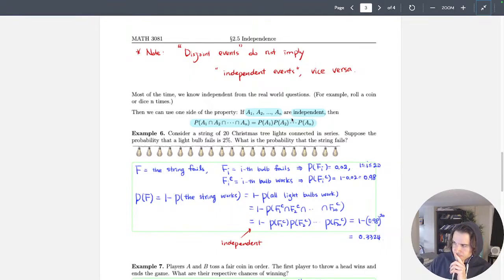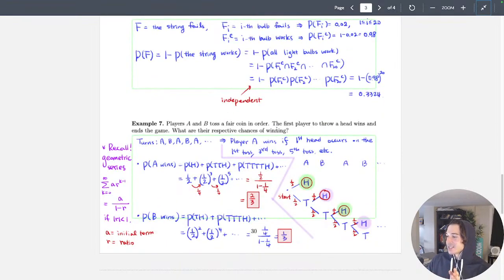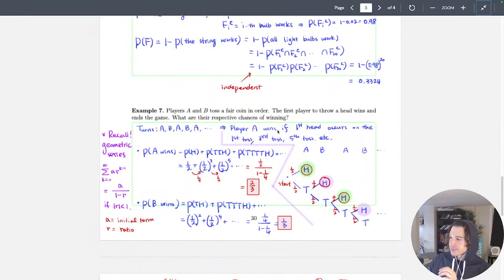This is the type of question on a test where I would just write the answer and not write exactly everything I'm saying right now. I would try to mathematize it as much as possible and then just write the answer. But let's see. Okay, this is the point of studying. Let's walk through it. Okay, yes, I was right. But how do they get there? So, turns A, B, A, B, A. Player A wins if the first head occurs on the first toss, third toss, fifth toss.